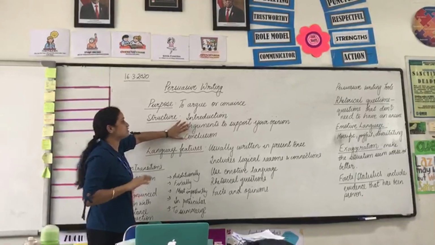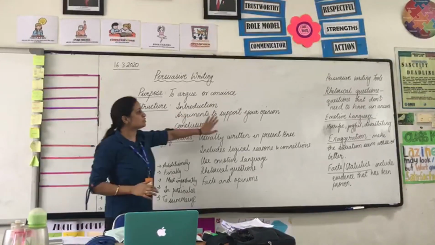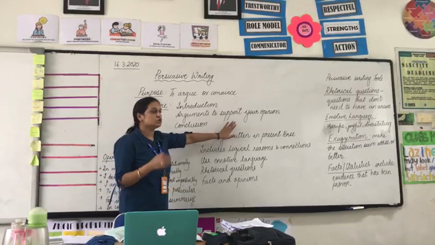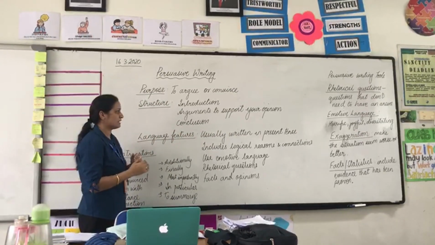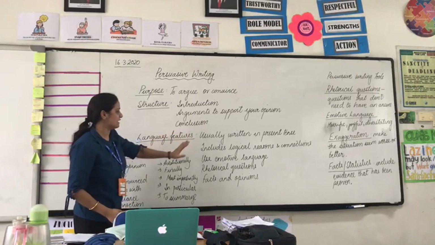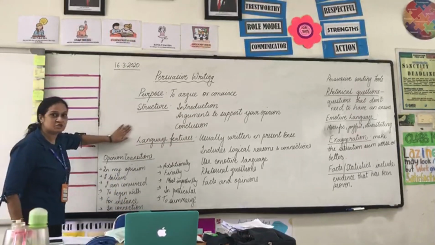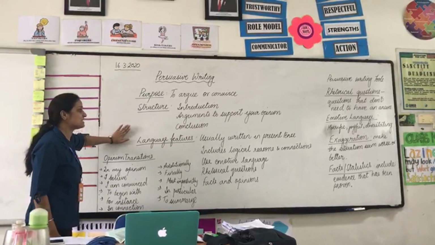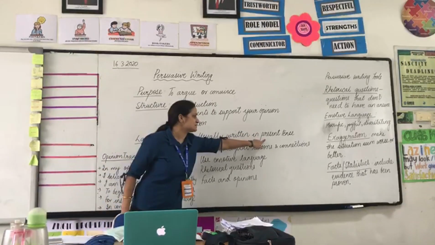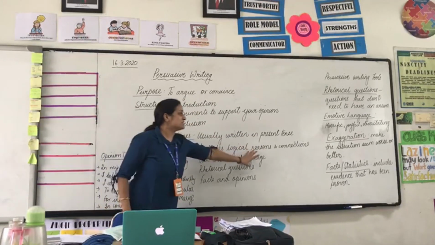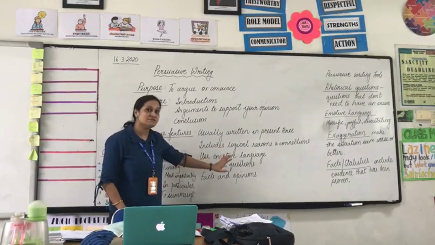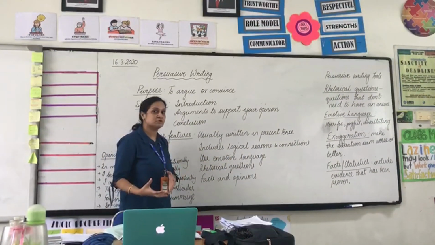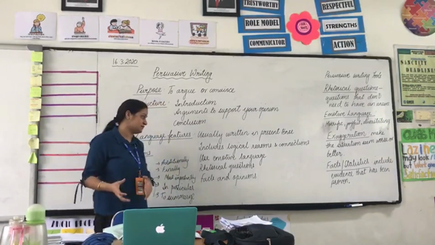The introduction and everything should be very clear. The arguments that you use for supporting should be well worded and well formed, organized in a manner. Conclusion, you again sum up the entire thing. The most important features are that it is usually written in present tense. Logical reasons and connections are made to prove our point. Use emotive language as much as possible to convince the reader or the audience you're writing for.